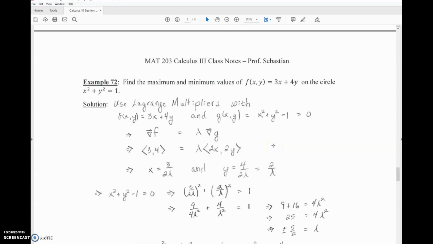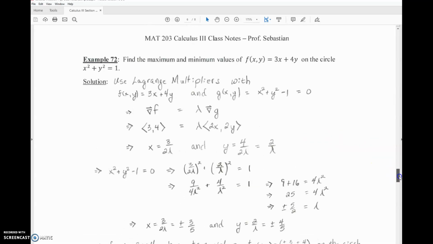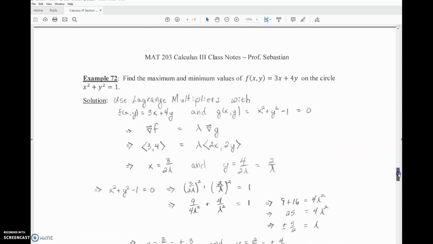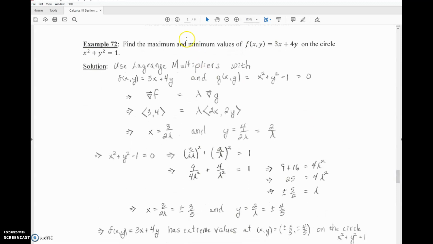All right, welcome back everybody to our Calculus 3 class notes. We're on page, why do I always forget the page? We're on page 79 in section 14.8 on Lagrange multipliers, example 72.